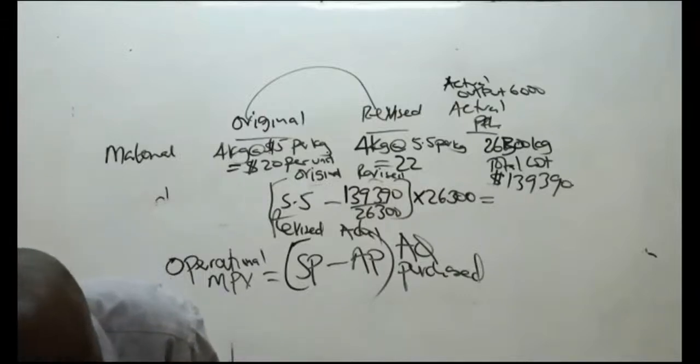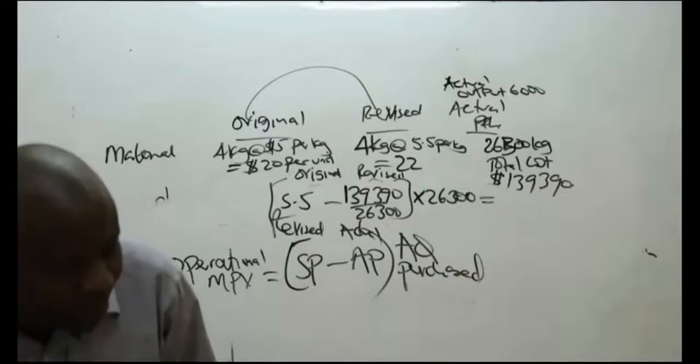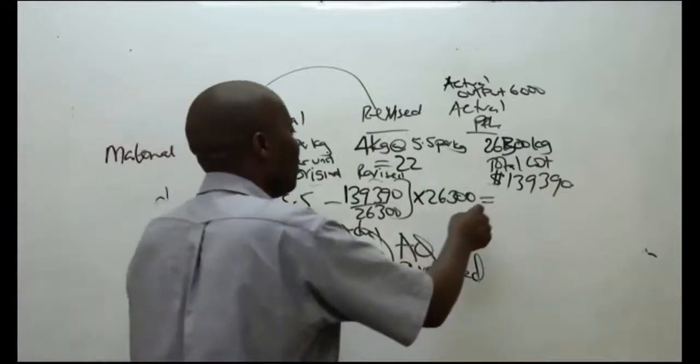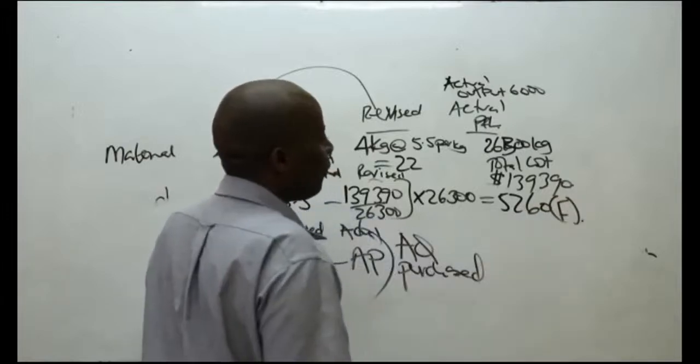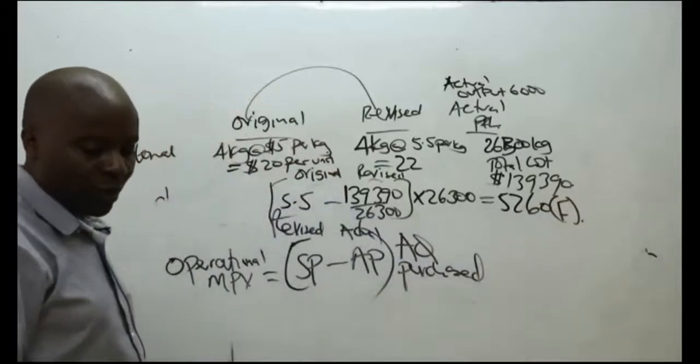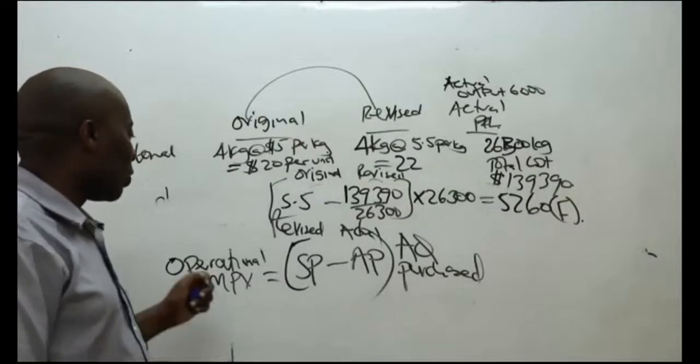What figure? 5,260 favorable. So here we have 5,260 favorable.